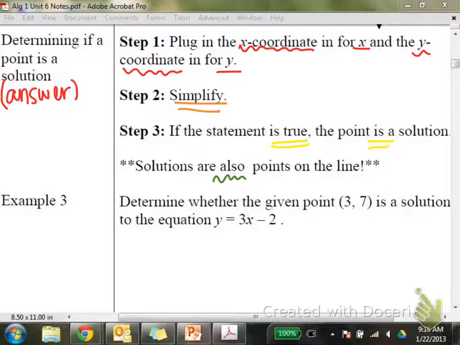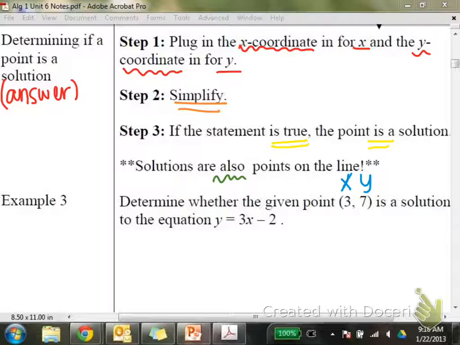All right, guys, so example 3. I want you to determine whether the given point, (3, 7), is a solution to the equation y equals 3x minus 2. First of all, we need to figure out which one is the x-coordinate and which one is the y-coordinate. Of the point (3, 7), which one is x? 3. So right now, just for the sake of the first example, I want you to label it. Okay, so which one is the y-coordinate? 7. Okay, so now what we're going to do is step 1, we're going to plug in the x-coordinate for x and the y-coordinate for y.